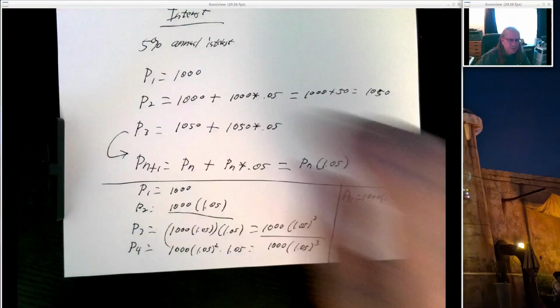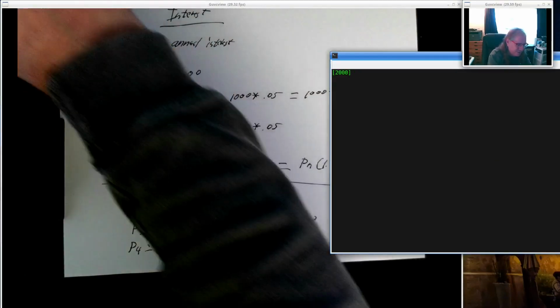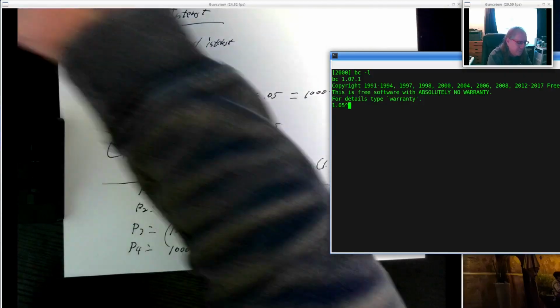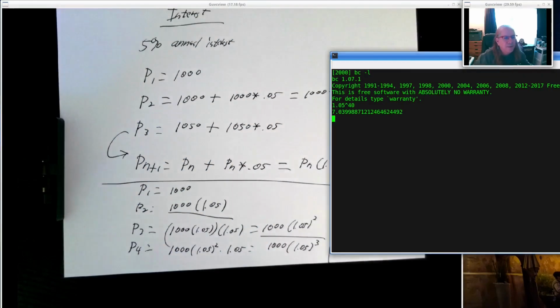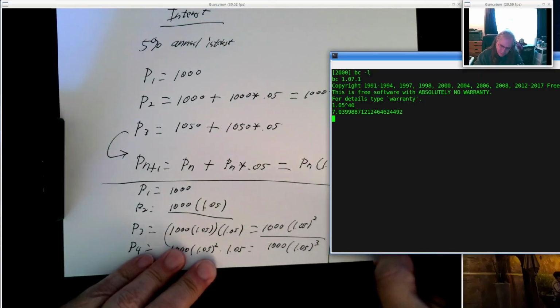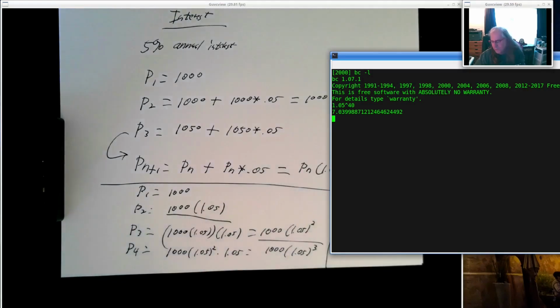So what is 1.05 raised to the 40th? It's 7.04. So you would have a little over $7,000. So after 40 years, you've got 7 times as much money as you started with. So that's how investment works.